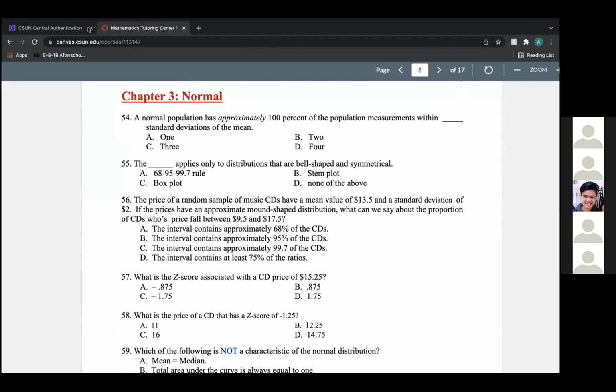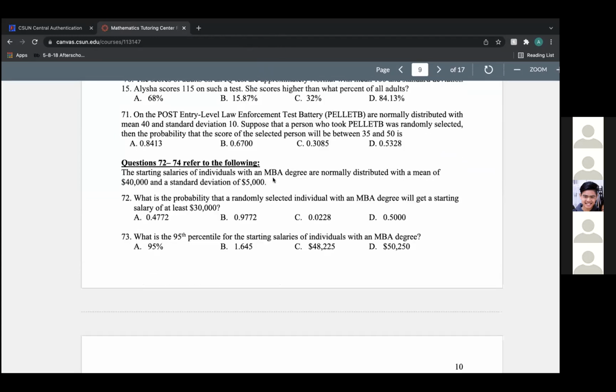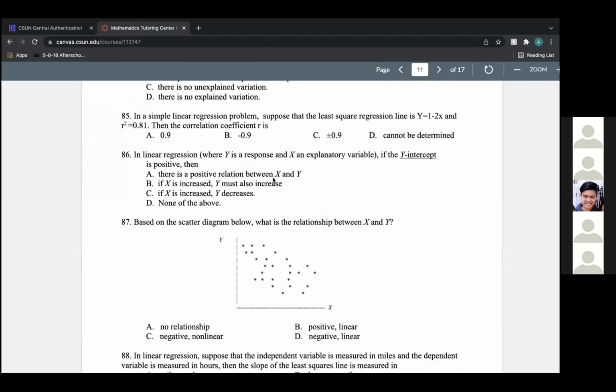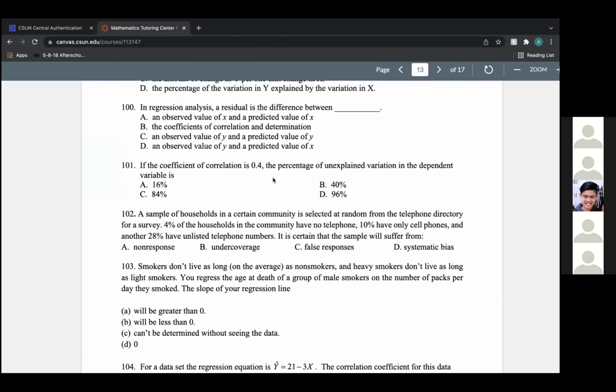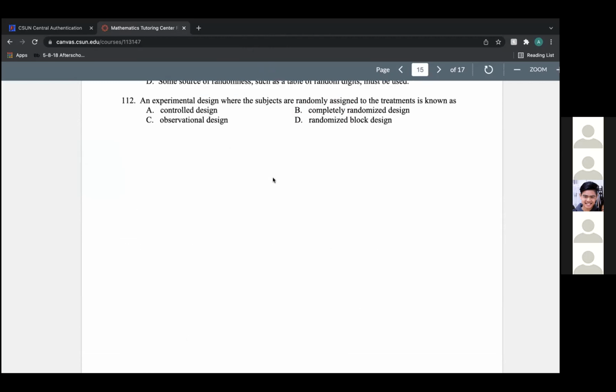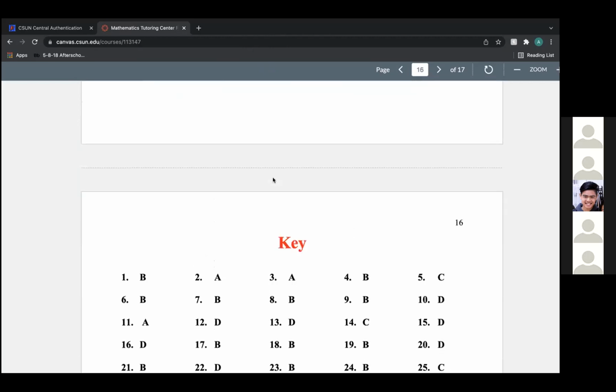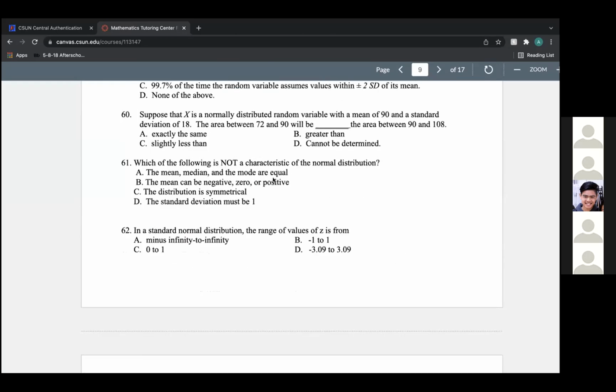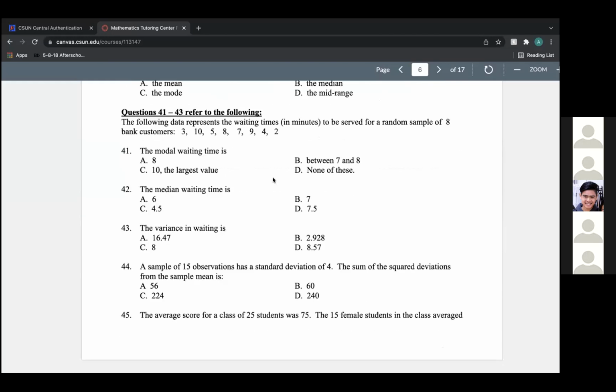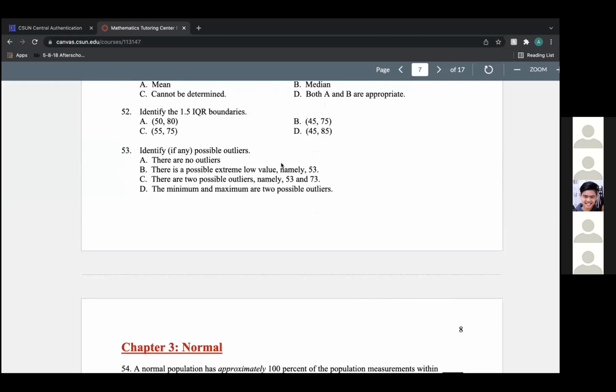Okay. And, oh my God, how many questions are there in this thing? Holy mother crap. A lot. Oh my God, like 112? Well, let's keep going. Let's see if we can finish the whole thing. All right, so where are we?